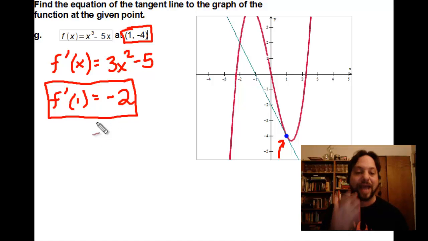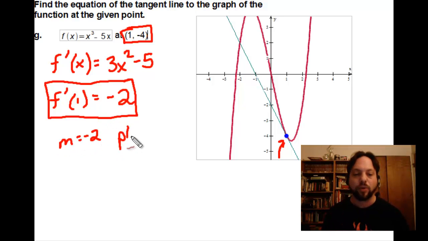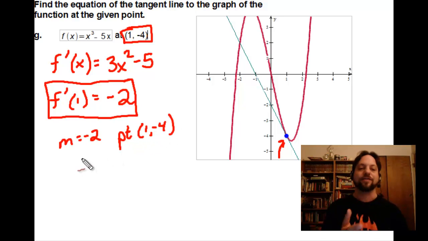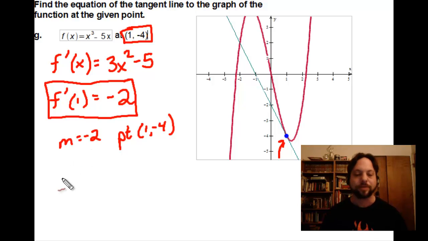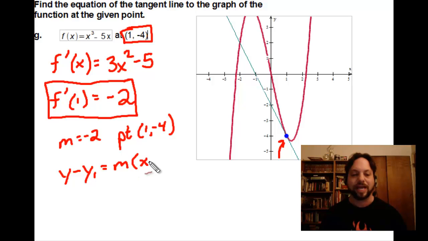Now that we know that, we have the slope, we can say that the slope is negative 2. We have a point, which is 1 comma negative 4, and we can use that information and the point slope formula to find the equation of the tangent line. You remember the point slope formula, right? That's the one that says y minus y sub 1 equals m times the quantity x minus x sub 1.